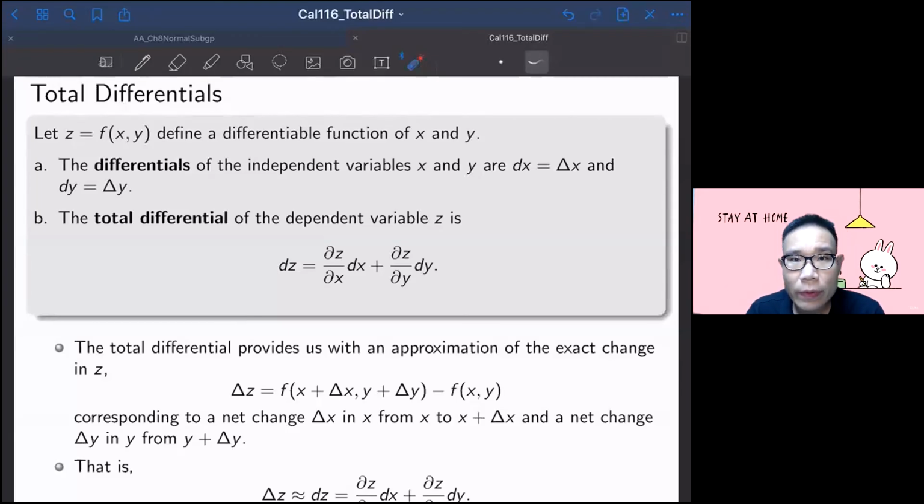In this video, we're going to talk about the total differential. The total differential will be the differential for calculus of several variables. So we're going to have z equal to f(x, y), a function in two variables x and y. As you can see, for the differential you have to take care of two variables, x and y.